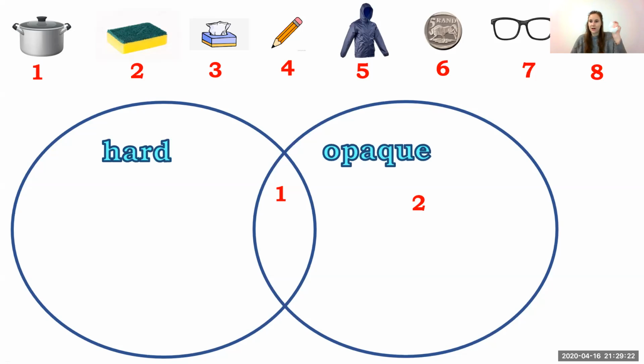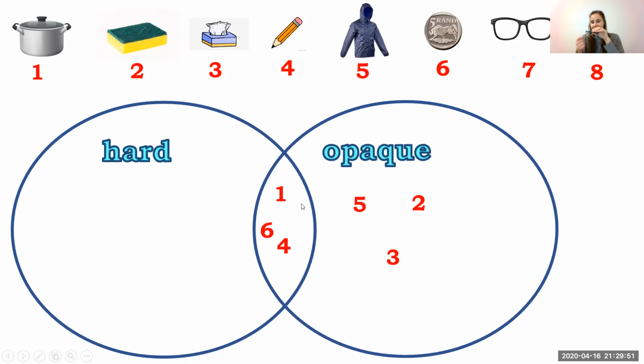Next, the tissue. The tissue is not hard, but it is opaque. The pencil is quite hard and it is opaque, so we put it in the middle. Our raincoat is not hard, but it is opaque. It is not see-through. Okay, the coin is quite hard. Can we see through the coin? No, so it is hard and opaque.